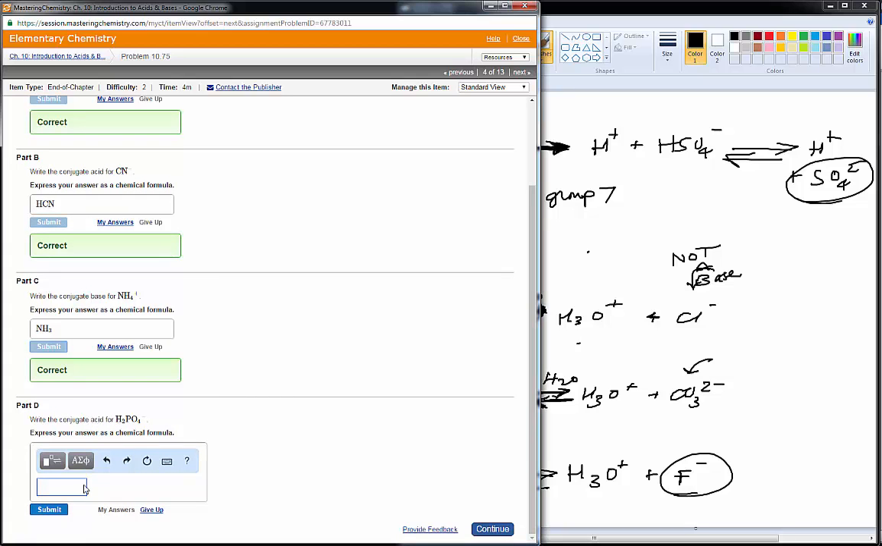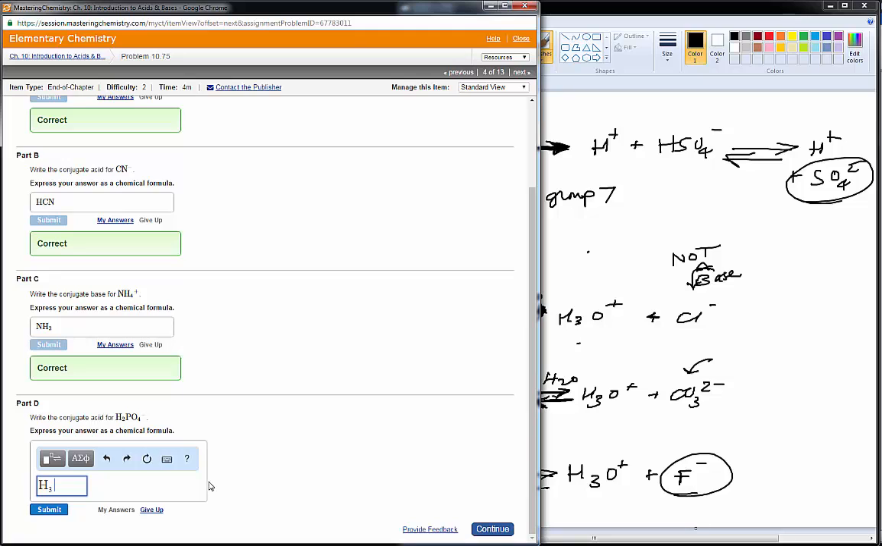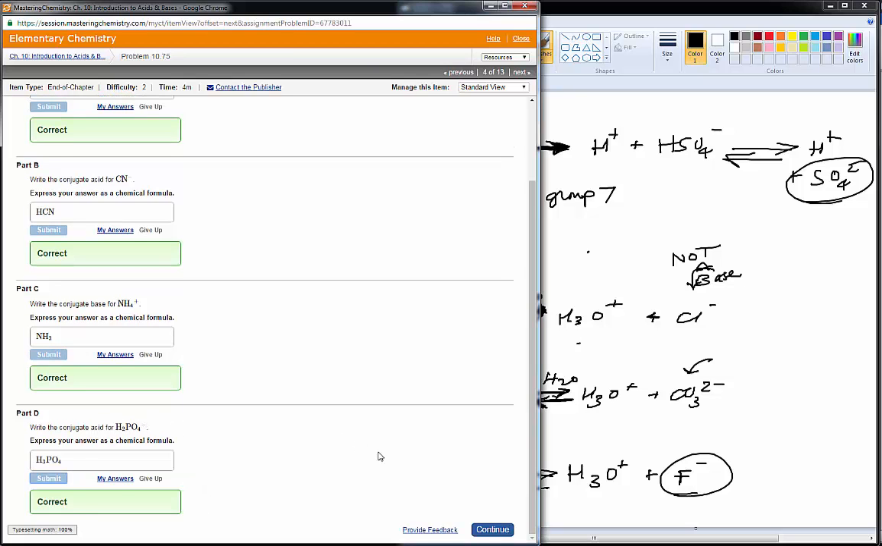And the conjugate acid for H2PO4 minus, I need to gain a hydrogen, so that's going to make it H3PO4, and gain a positive charge because I'm getting an H plus, so it's going to cancel out that negative charge.